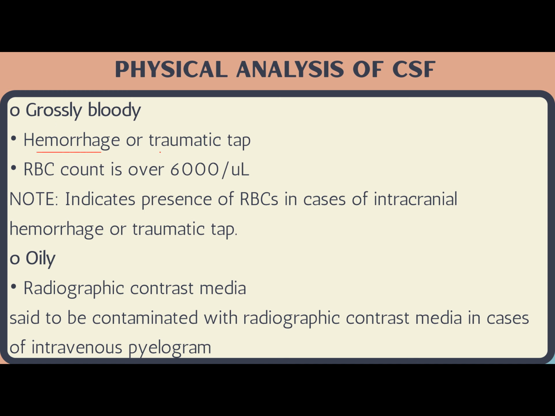Now, if your CSF appears grossly bloody, class, this is a sign of hemorrhage or traumatic tap. Later, class, I will explain the difference between intracranial hemorrhage and traumatic tap. If your CSF is grossly bloody, the RBC count is over 6,000 per uL, indicating the presence of RBCs in case of intracranial hemorrhage or traumatic tap. If your CSF, class, is oily, it's contaminated with radiographic contrast media in cases of intravenous pyelogram.